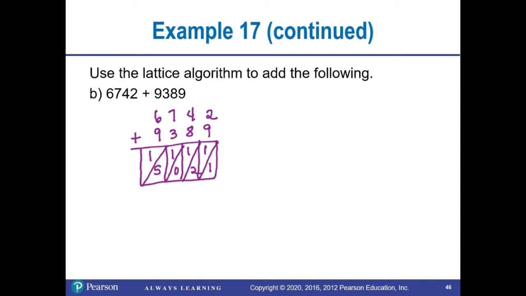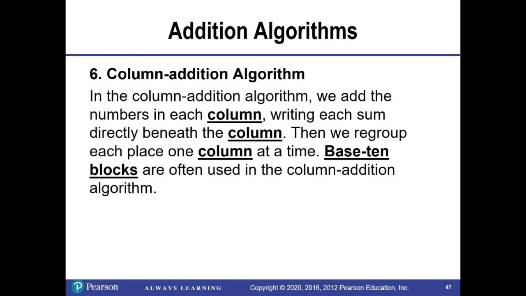Add along the diagonals. So we have 1. The next diagonal, 1 plus 2 is 3. In the next diagonal, we have 1 plus 0, or 1. Then 1 plus 5, or 6. And finally 1. For a total of 16,131. Our last algorithm is called the column addition algorithm.